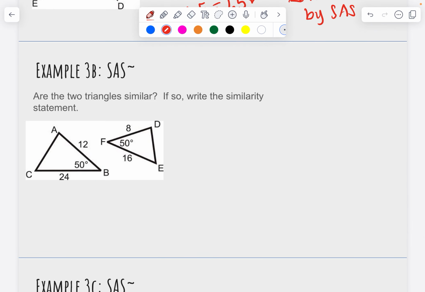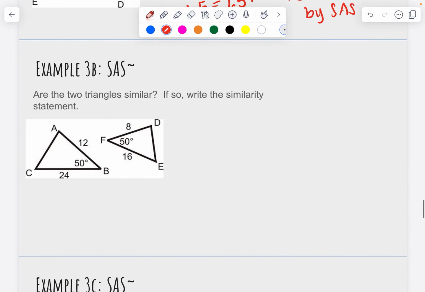Let's look if these two are similar. If so, write the similarity statement. I'm going to redraw this second triangle so that the 50 degrees is corresponding. So angle F is corresponding with angle B.